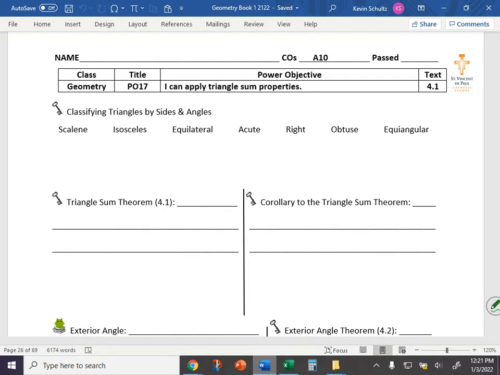Also kicking off our next unit. And this unit is going to be all about triangles. And we're going to talk about a lot of the relationships that triangles and parallel lines and that kind of stuff have. So I actually like this unit a lot. It's a pretty fun one. And I hope you think so too. But anyway, we're going to start by classifying triangles by both sides and angles.